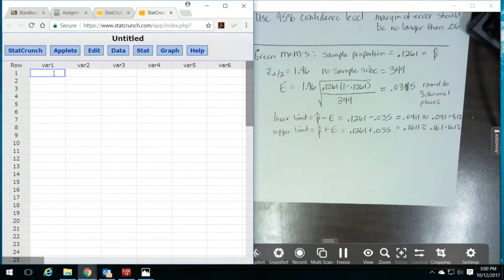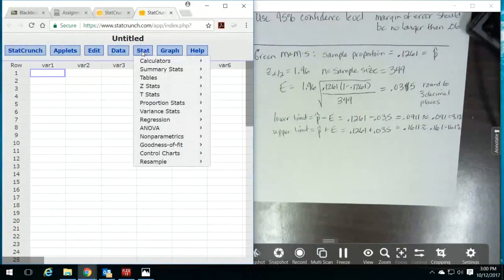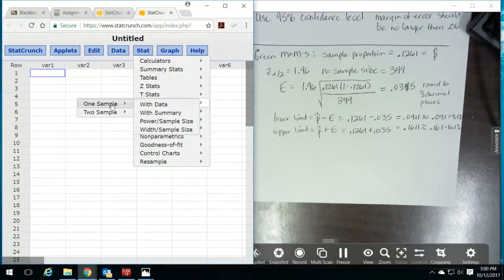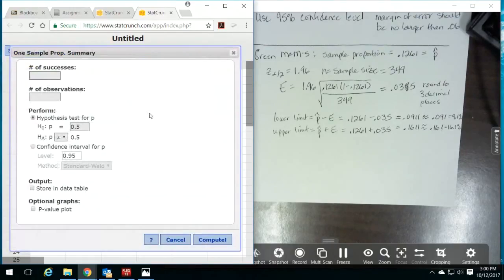Okay, now let's look at how we would do this with StatCrunch. And this is actually not too hard. You just have to go to Stat and do Proportion Stats. We're just looking at one sample, and what we have is a summary because we already have all the numbers. We're not working off of raw data. So I would do one sample with summary.